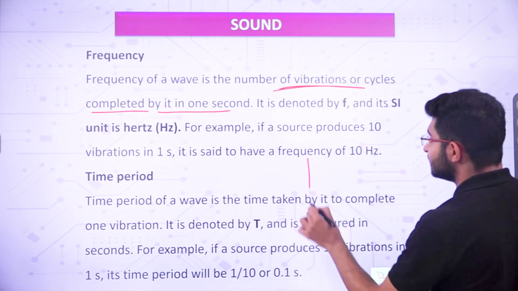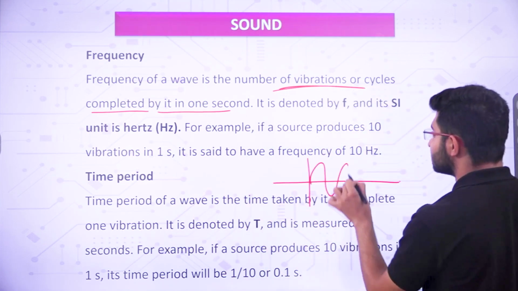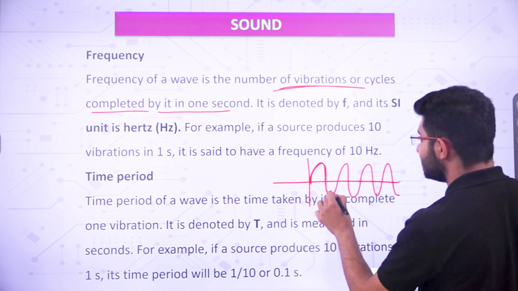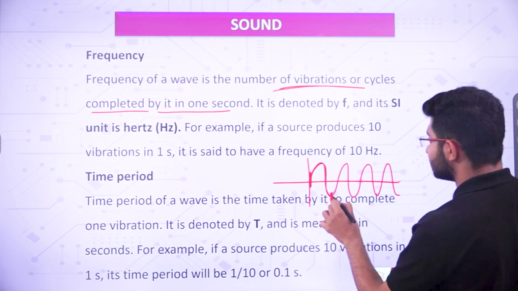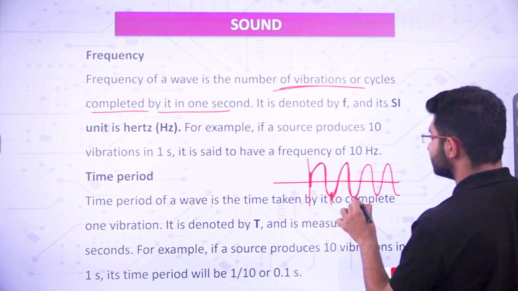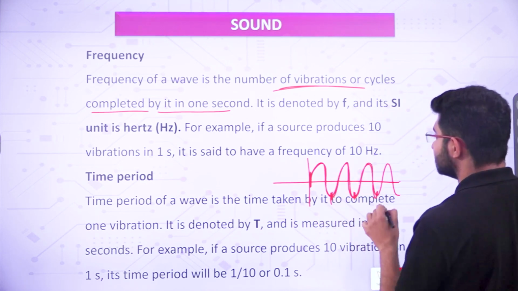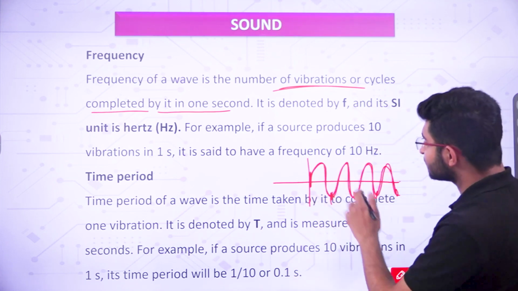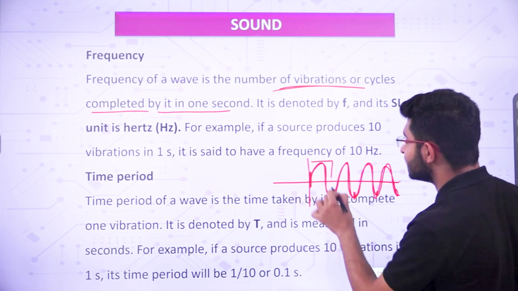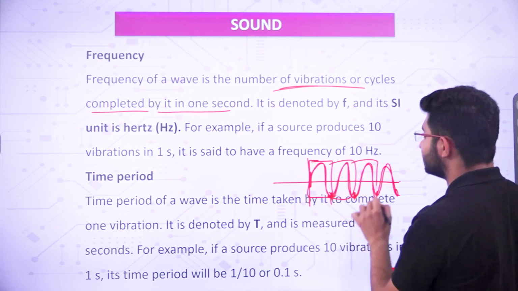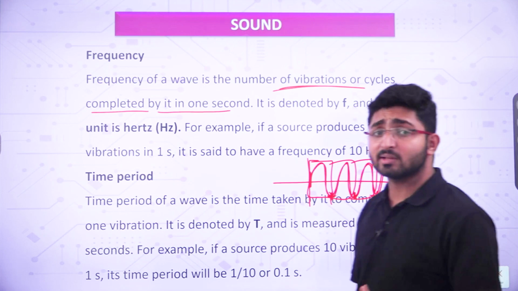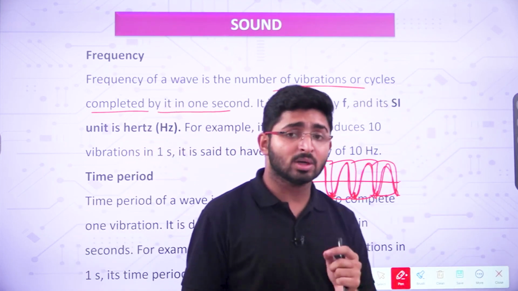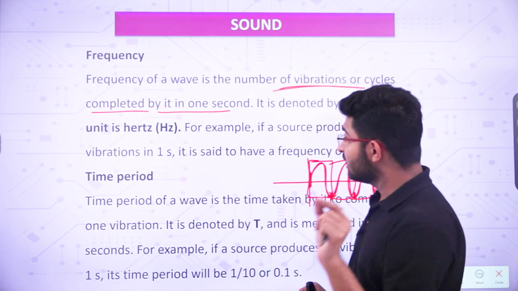Like you can see here, this is a wave produced, something like this. This whole portion will be one cycle, this will be the second cycle, then this will be third, and this will be fourth. So the number of cycles and vibrations completed by a sound wave in a second is known as the frequency of that particular sound wave, right?